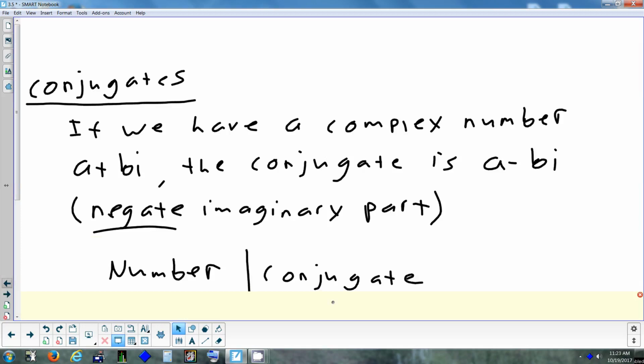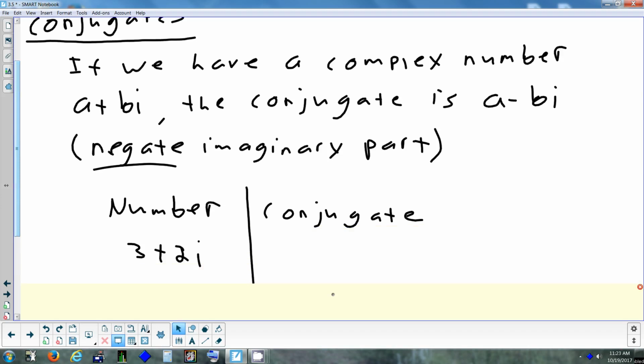The way you get rid of the i is to use what's called the conjugate. All the conjugate means to do is change the sign, or a short way to say that is negate. Change the sign of the imaginary part. So if your original number was a plus bi, the conjugate is a minus bi. You don't do anything to the real part. Just change the sign of the imaginary part.